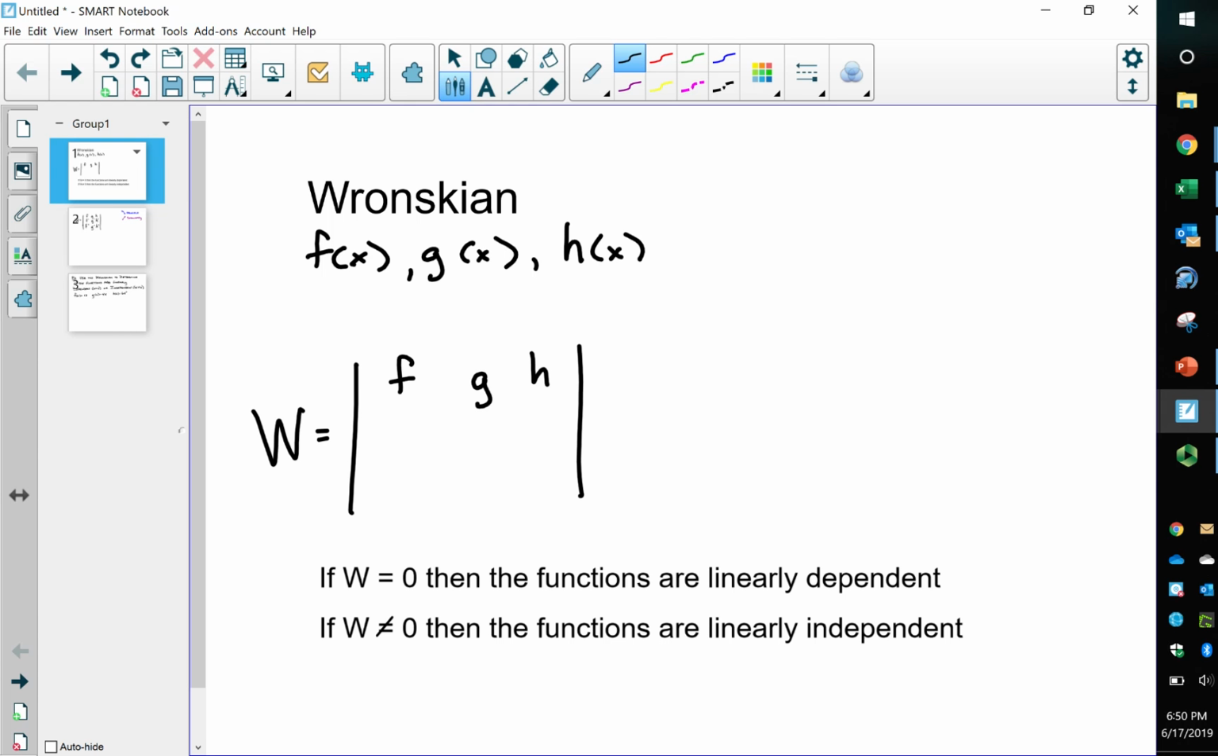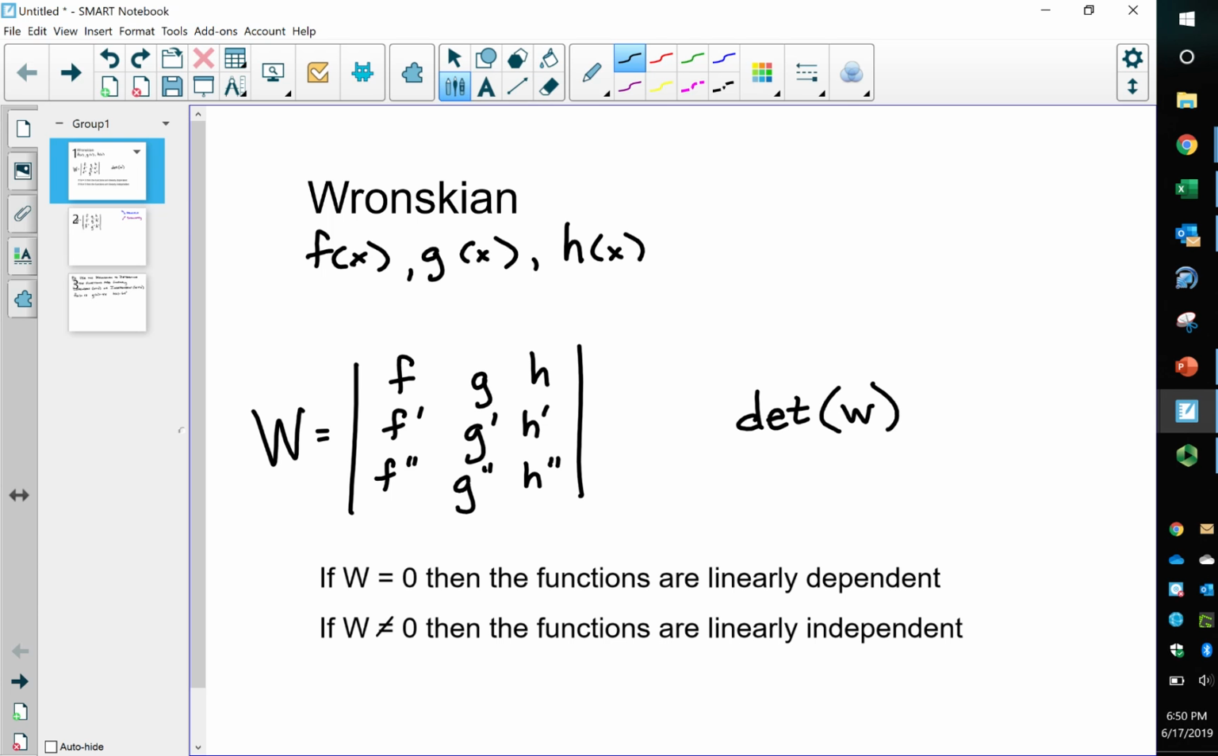For the sake of space, I'm just going to use our letters f, g, and h. Then row 2 is their first derivative. So that's going to give us f prime, and then g prime, and then h prime. And then row 3 is the second derivative. So f double prime, and g double prime, and h double prime. So what we're looking for here is the determinant of the matrix W.